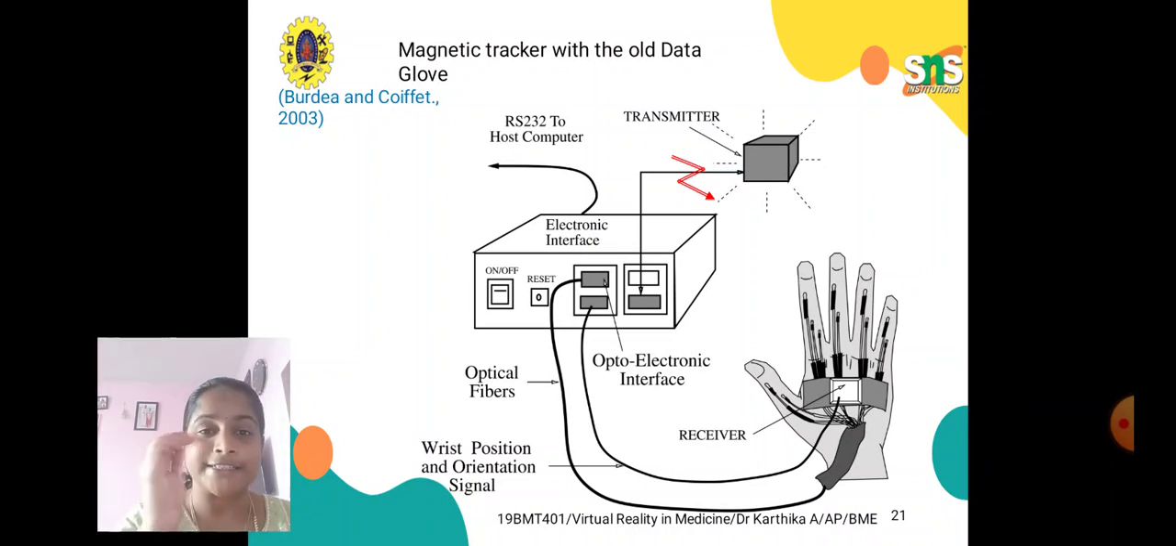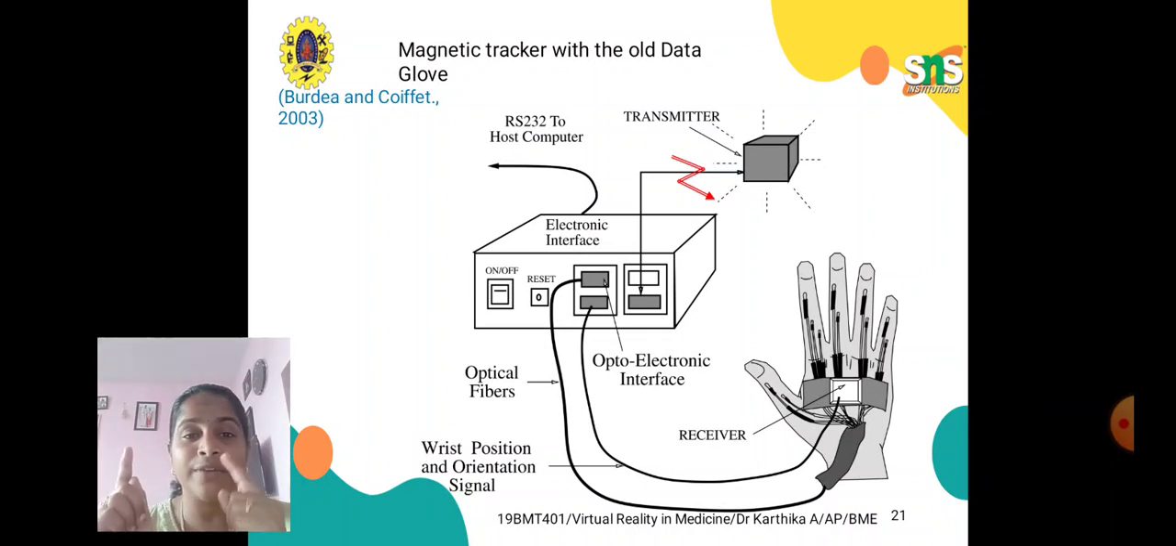Here we have the receiver at the wrist side, at the hand side. And here the wrist position and orientation signal is passed through optical fibers and interfaced with the optoelectronic interface. In this electronic interface part, we have an on or off switch and a reset button, and also we have an RS-232 port to connect with our host computer. And also we have the transmitter end. We have a stationary transmitter and a moving receiver.